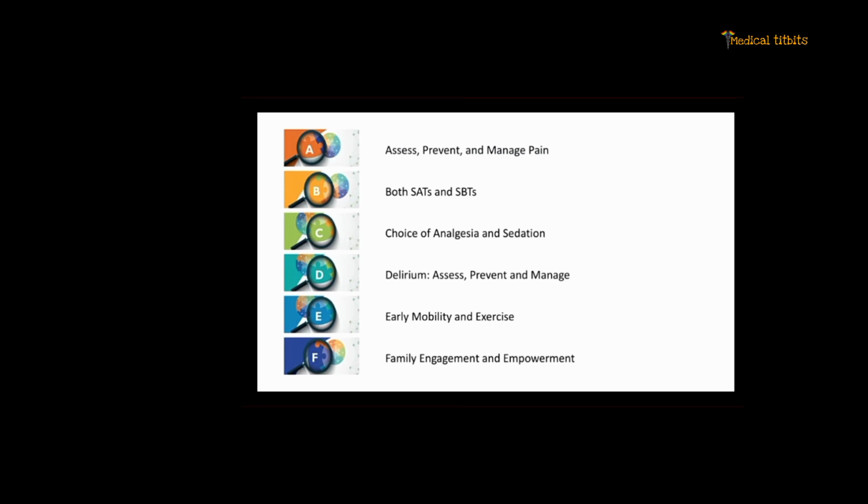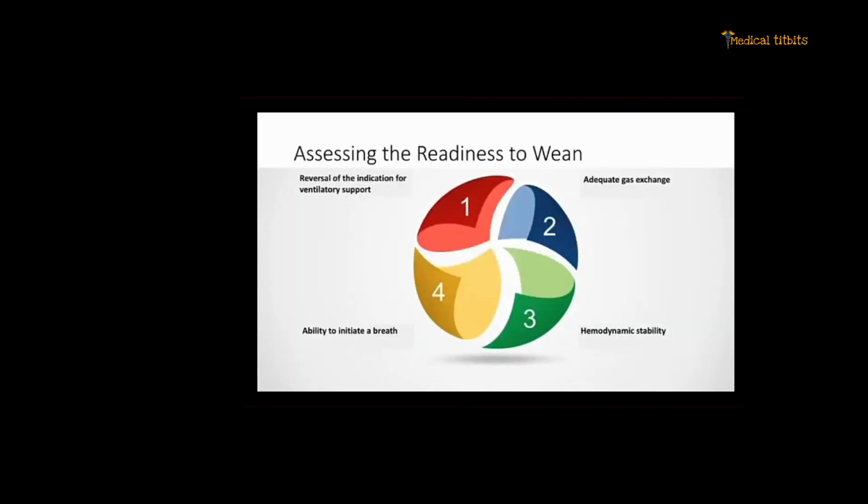from his pathology. How do you assess the readiness to wean? First, the reversal of the indication for ventilatory support. There should be good enough reasons to believe so. The gas exchange should be adequate with indicators like good PaO2, reduction in FiO2 or oxygen requirement, reduction in PEEP requirement, the pH coming close to the physiological one, VD by VT less than 60%, patient not hyperventilating, etc.